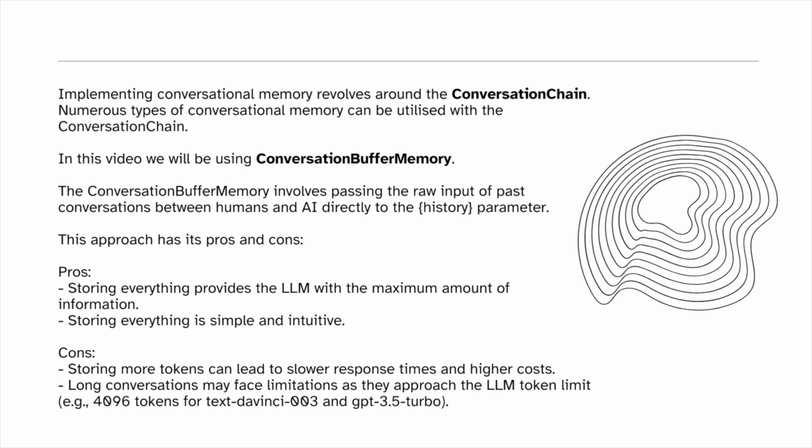Numerous types of conversational memory can be utilized with the conversation chain. One such implementation is the conversation buffer memory, which we will be using in this video. The conversation buffer memory is a straightforward method in LangChain, involving passing the raw input of past conversations between humans and AI directly to the history parameter. This approach has its pros and cons. Storing everything provides the LLM with the maximum amount of information and is also simple and intuitive, whereas the cons are that storing more tokens can lead to slower response time and higher cost, and long conversations may face limitations as they approach the LLM token limit.